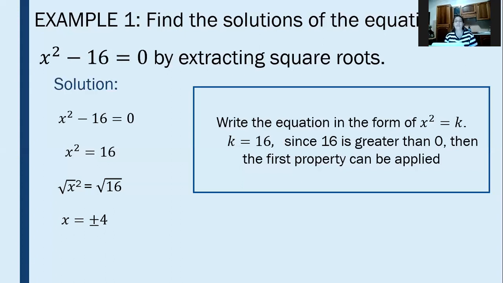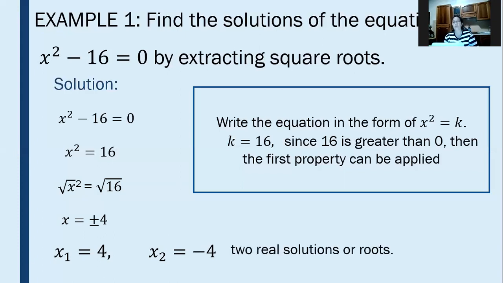Why is it positive and negative 4? Because 4 times 4 is 16, and negative 4 times negative 4 is equal to 16 also. That's why we have two solutions or roots. x sub 1 is equal to 4, and another value, x sub 2, is negative 4. We have two real solutions or roots.